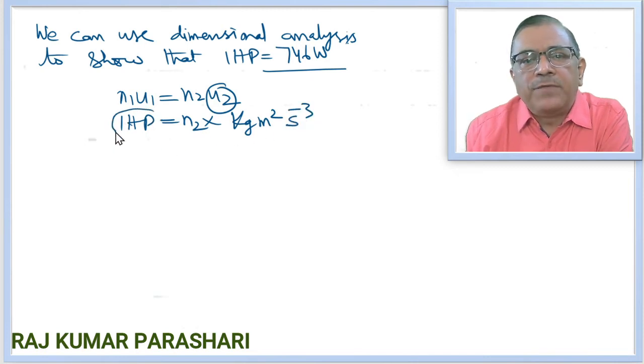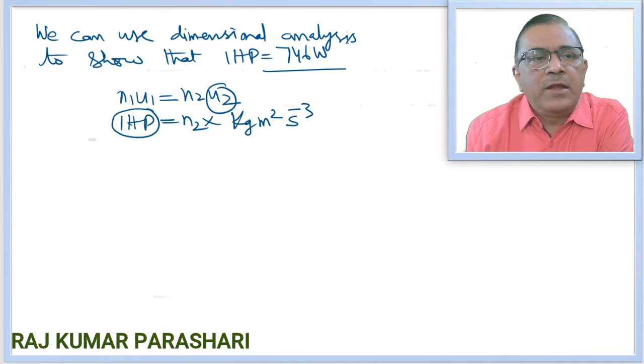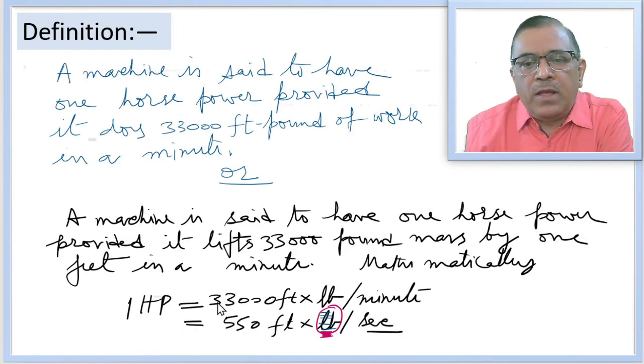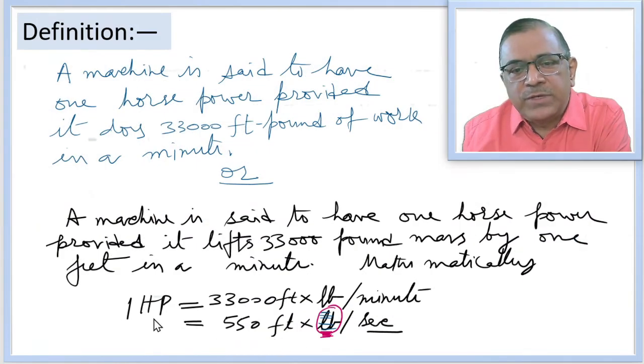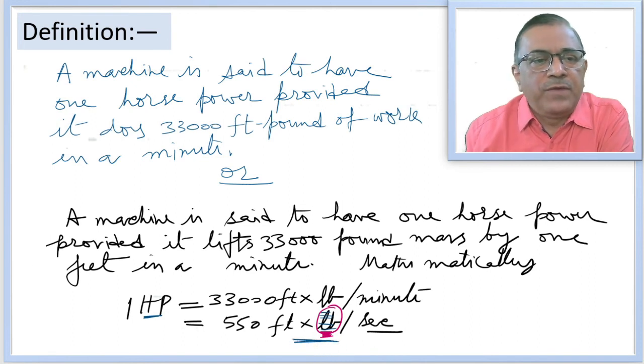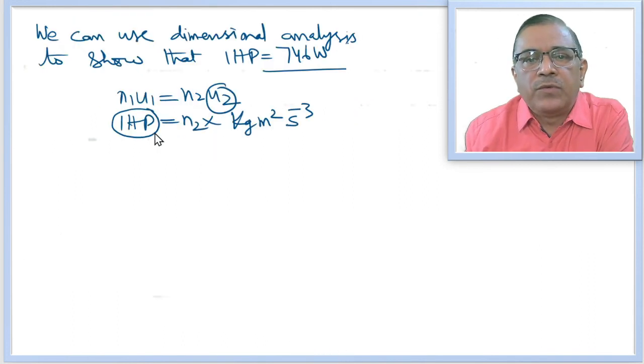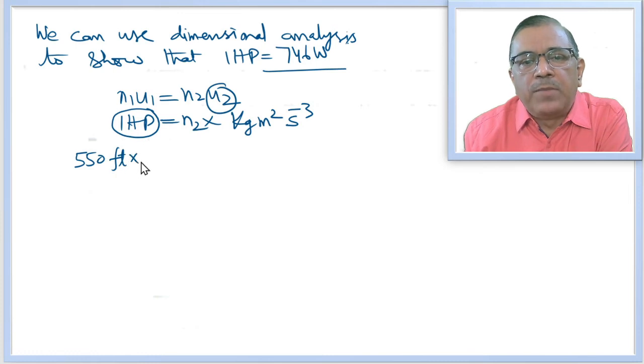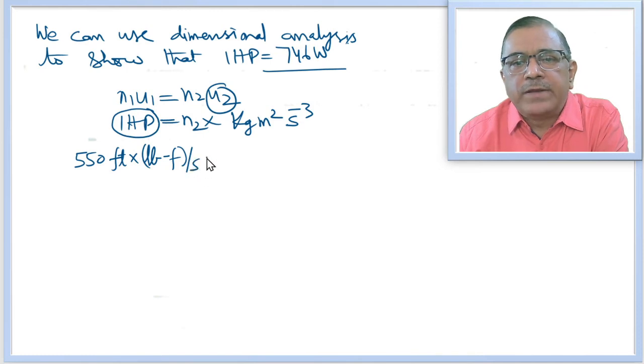And for 1 horsepower, you need to be slightly careful in terms of the gravitational FPS unit system. You need to express this value of horsepower in terms of the British engineering system before we proceed with the derivation part. So 1 horsepower is equal to 550 feet multiplied by pound force per second. This is equal to N2 kg meter square per second cube.